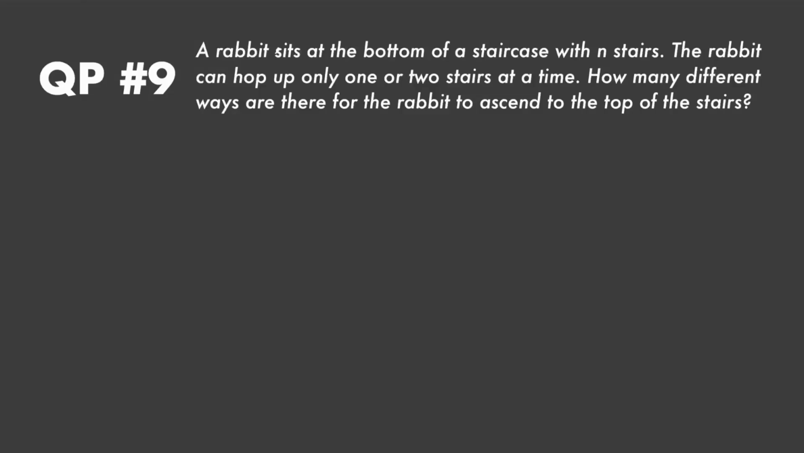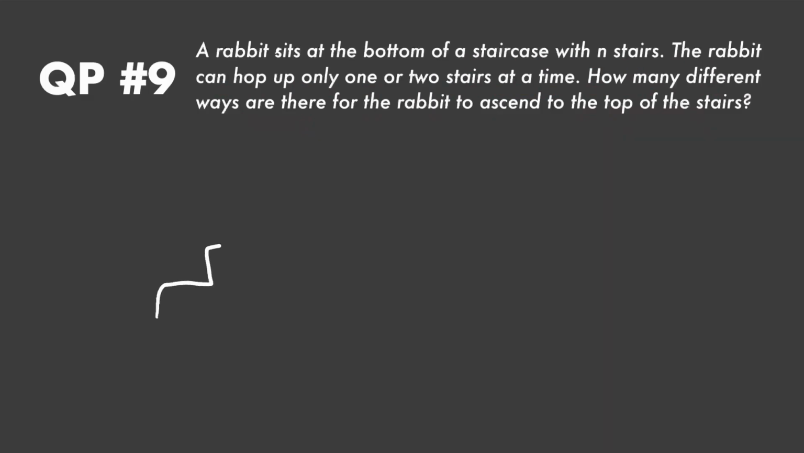Hello everyone, today we're going to be taking a look at Quantopia number 9, which is another relatively simple brain teaser problem. In this situation, we have a rabbit who sits at the bottom of a staircase with n stairs. The rabbit can hop up only 1 or 2 stairs at a time, so how many different ways are there for the rabbit to ascend to the top of the stairs?